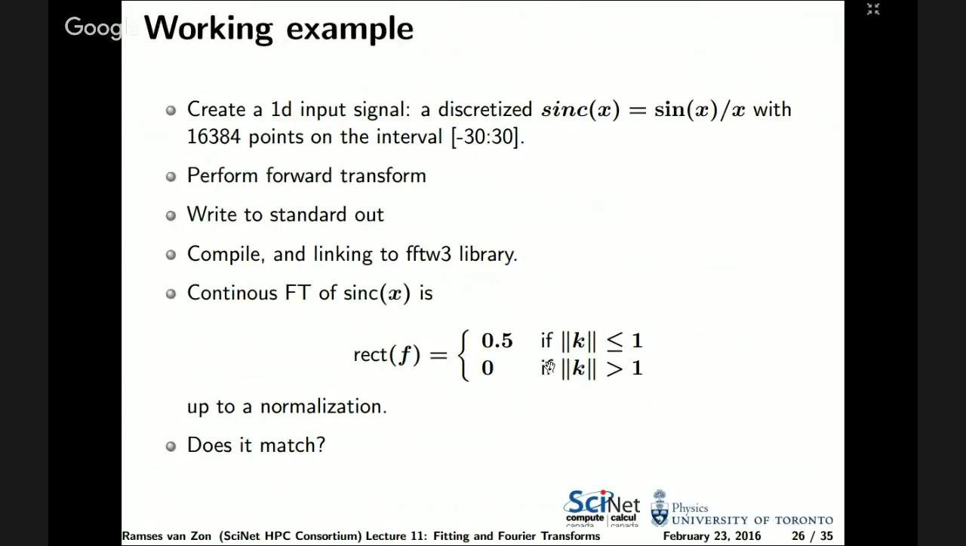One of the last things we're going to be doing is look at a specific example to see some of the funny things that happen when you discretize a signal and how to get around it.